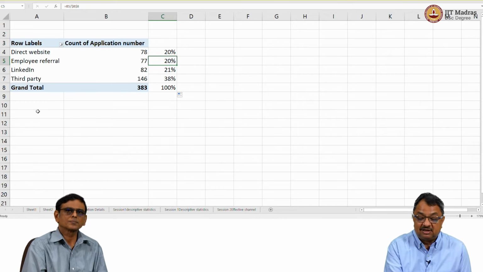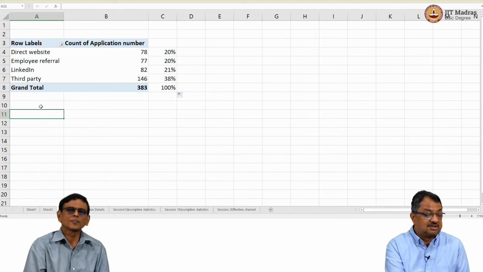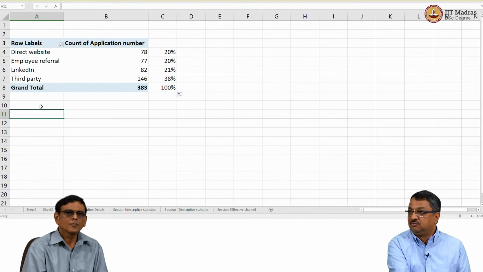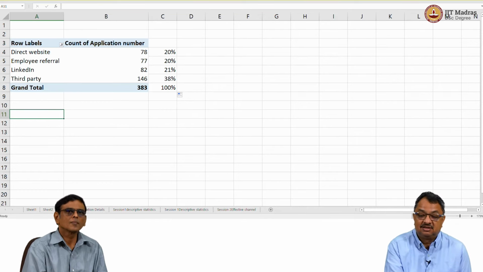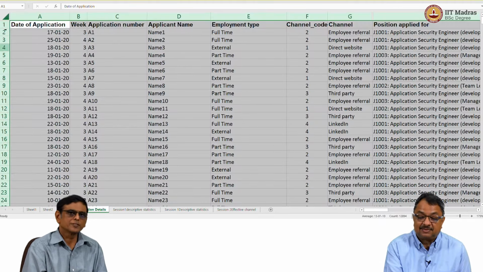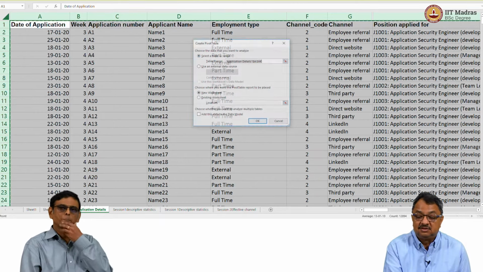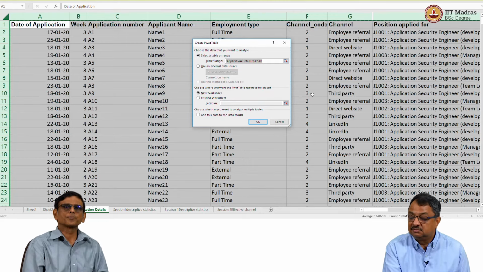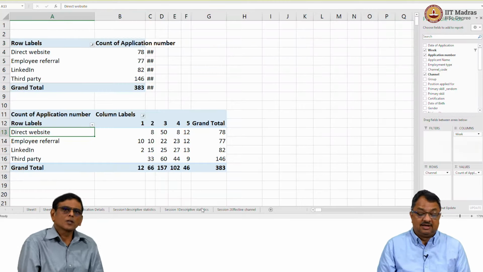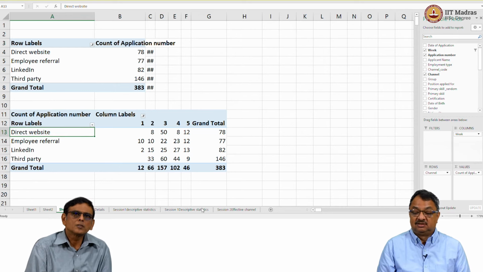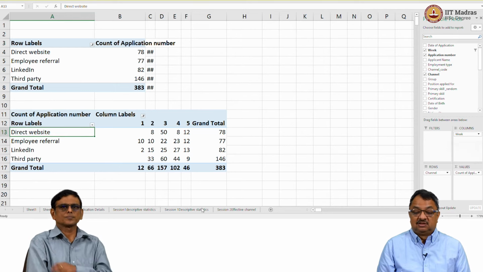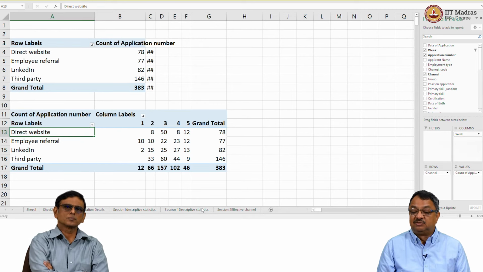Second, let us look at weekly incoming versus channels. So again, we insert a pivot table. Channel will be the row, and the column can be weeks. So we'll know week-wise. Insert pivot table. In week 1, we had 0 applications from direct website, 10 from employee referral, 2 from LinkedIn, and 0 from third party, and so on.